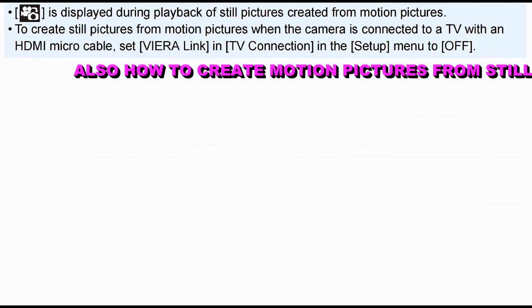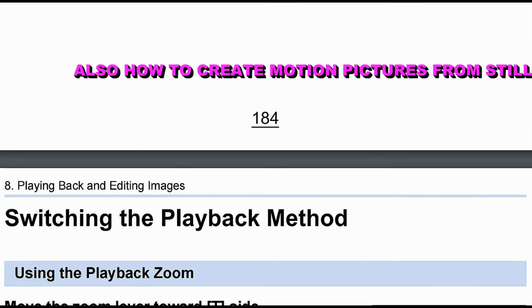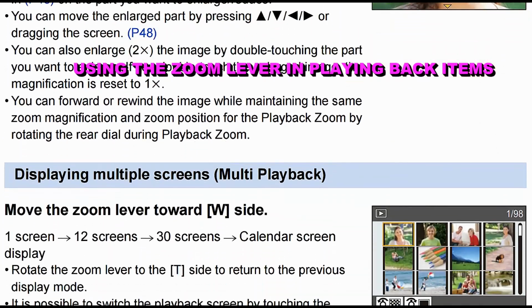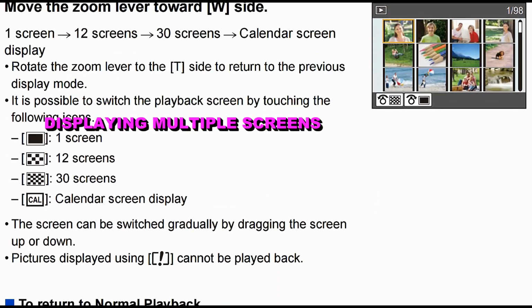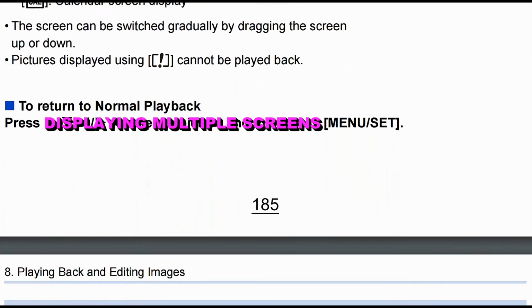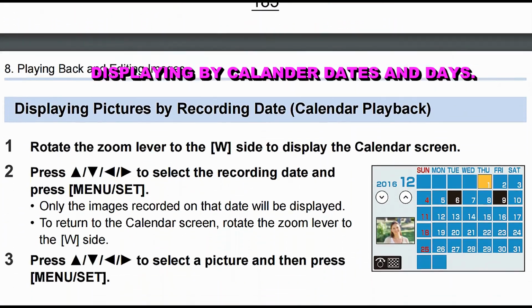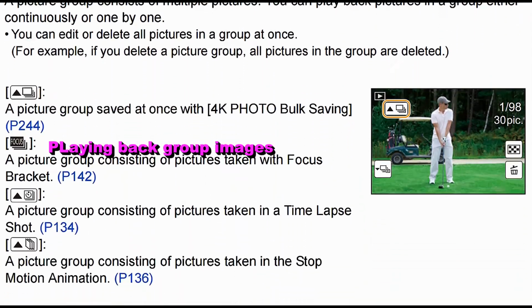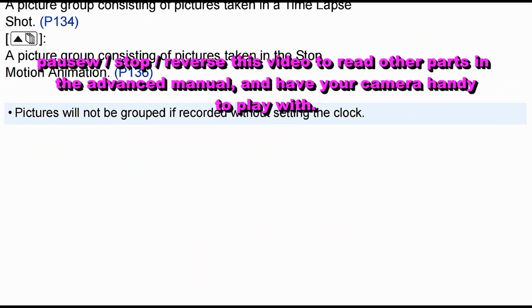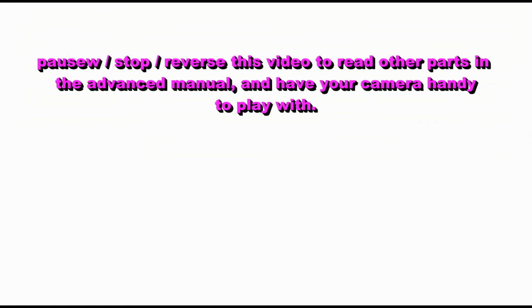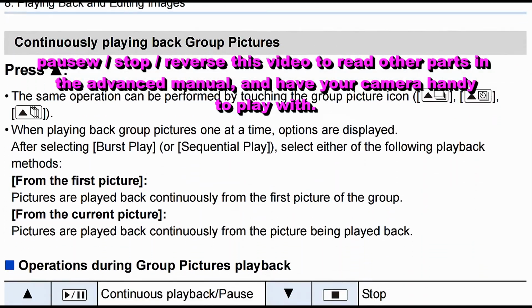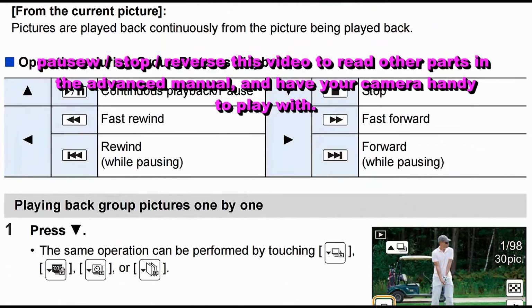And this is also how you can create motion pictures from still videos, and how you can use the zoom lever in playing back items. You can display multiple screens, and you can display by calendar dates and days. Oh, it's a clever camera. And you can also play back group images. You can pause, stop and reverse the video, to show other parts in the advanced manual. If you have your camera handy to play with, it is also a good idea.